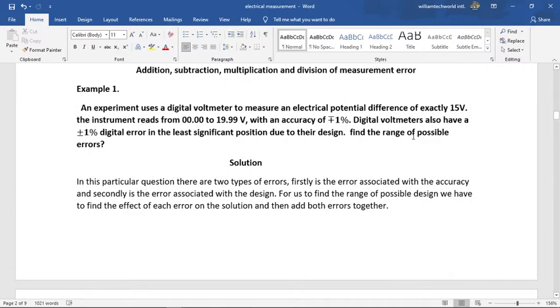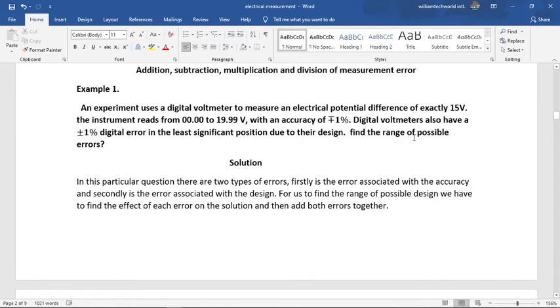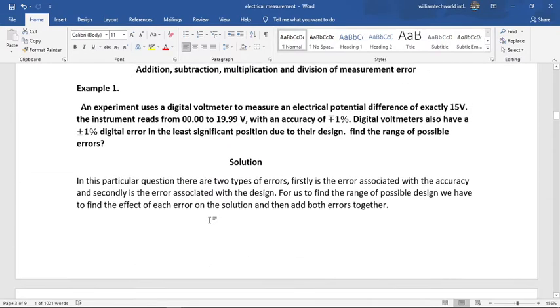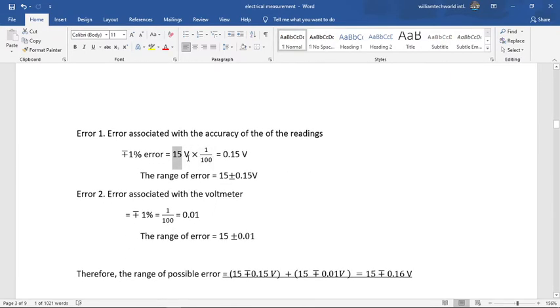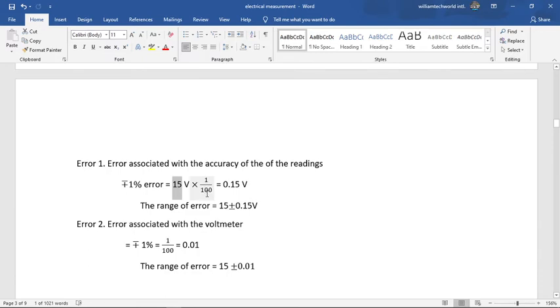Now we measured some 15 volts. That was what we measured, and now they're telling us that we have an accuracy error, with an accuracy of plus or minus 1%. Now that plus or minus 1% will be 1 over 100. So we're going to multiply what we got to calculate the particular error associated with accuracy. We have to say 15 volts times 1 over 100, because this is 1%. So that's 1 over 100. So 15 volts times 1 over 100. So now I've gotten 0.15 volt.